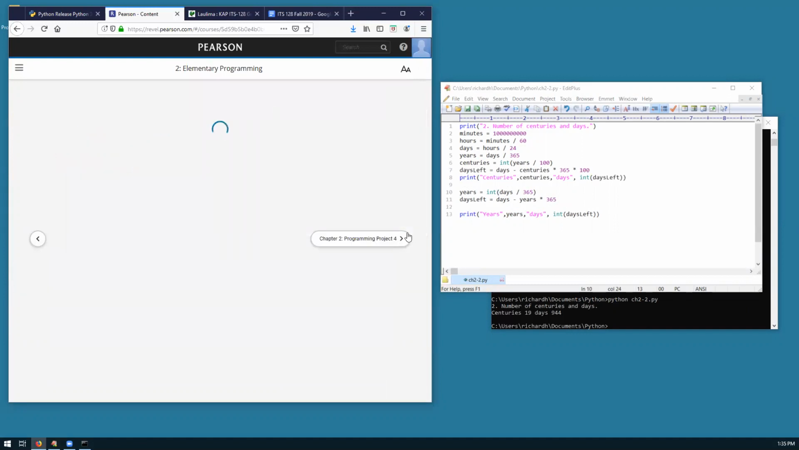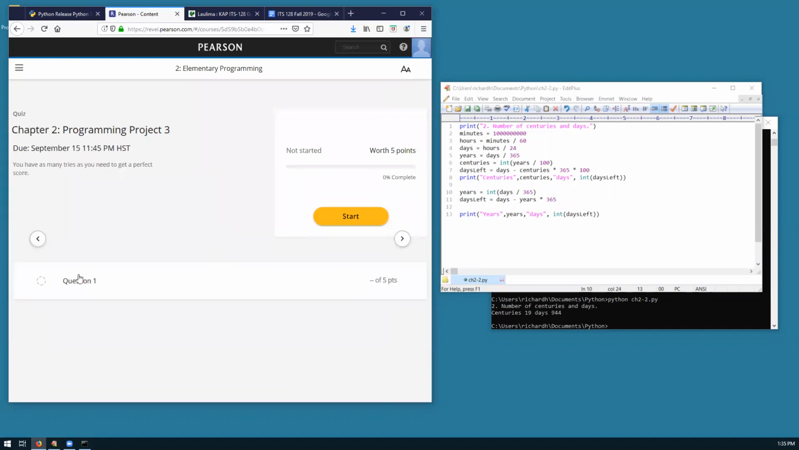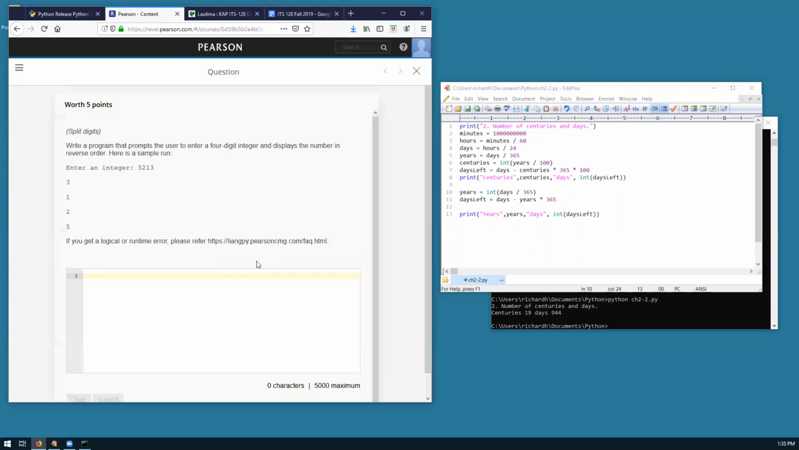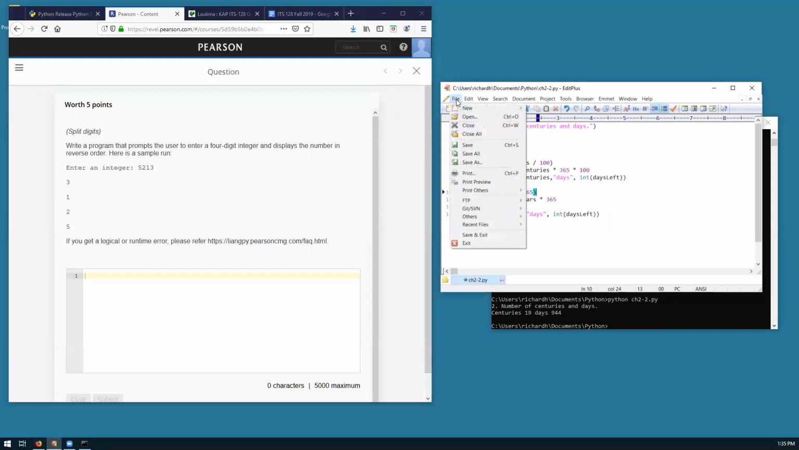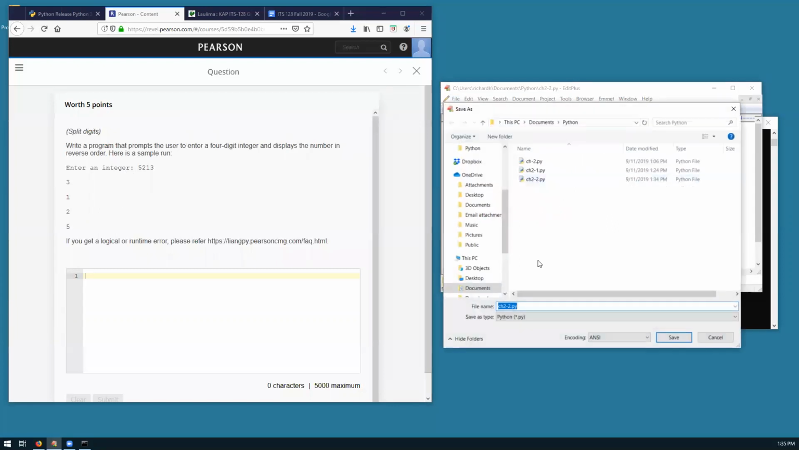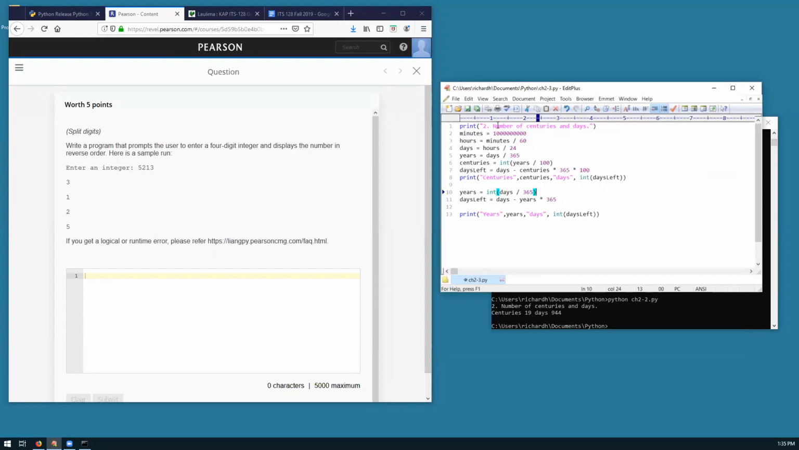Let's go to programming project number 3. And here we're just going to write a program that displays the digits in reverse order. So that's actually pretty easy. Let me just save as, I'm going to make this question 3. And this is going to be question 3, split digits. That's what it says up here.